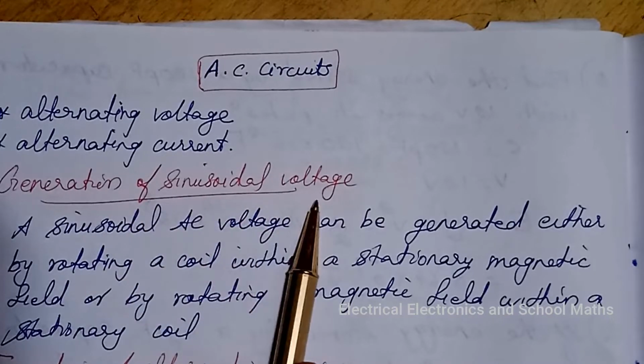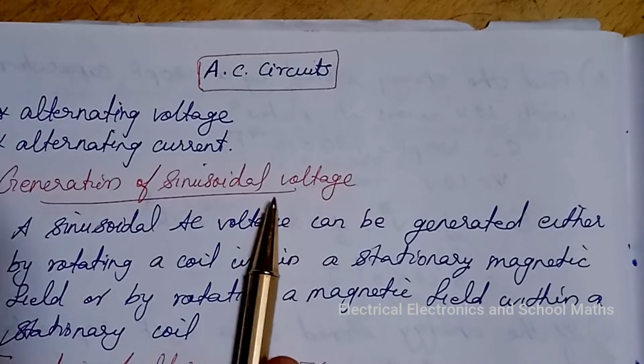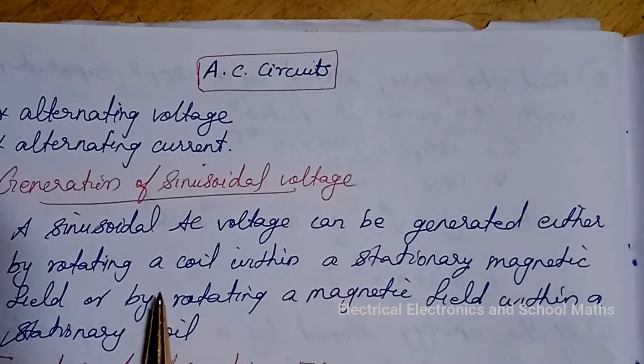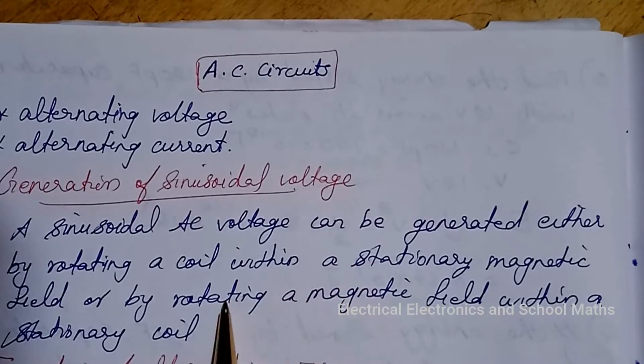Generation of sinusoidal voltage. A sinusoidal AC voltage can be generated either by rotating a coil within a stationary magnetic field or by rotating a magnetic field within a stationary coil. That is, either dynamically or statically.